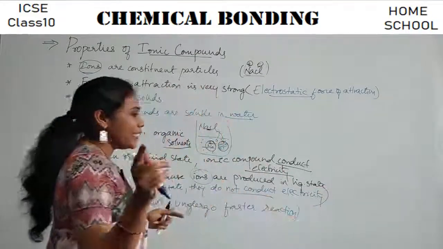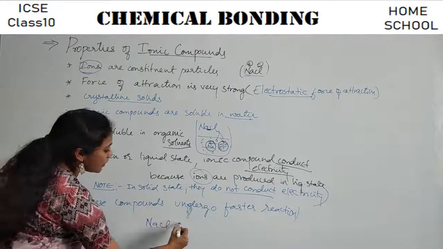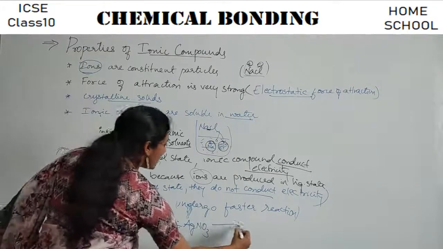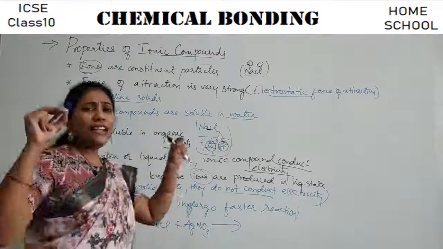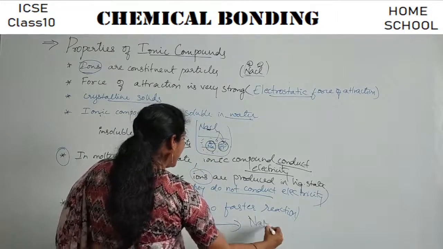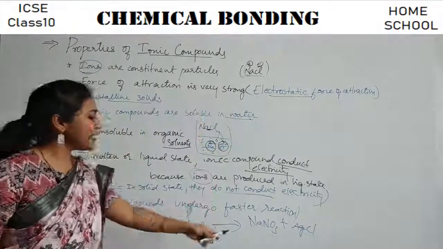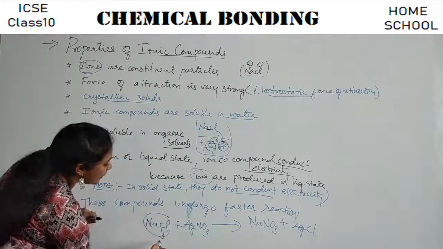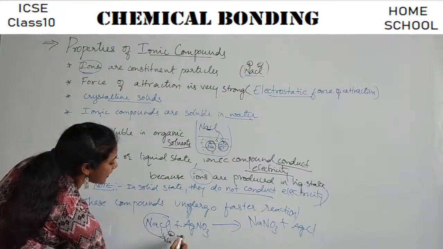One example of an ionic reaction I'll give you. Say NaCl, ionic compound, and AgNO3, ionic compound. The moment you add NaCl to AgNO3 solution, within a fraction of seconds, you will get the products NaNO3 and AgCl. Within a fraction of seconds you get these, because when you take a liquid NaCl, already the ions would have broken. You would have got Na plus ion and Cl minus ion.